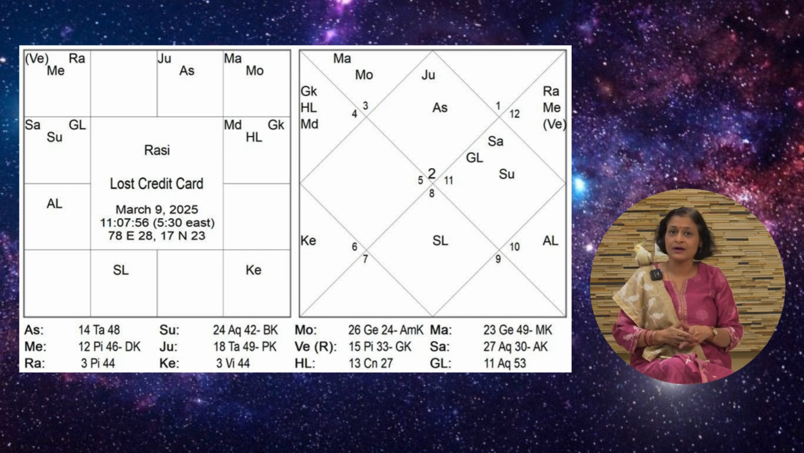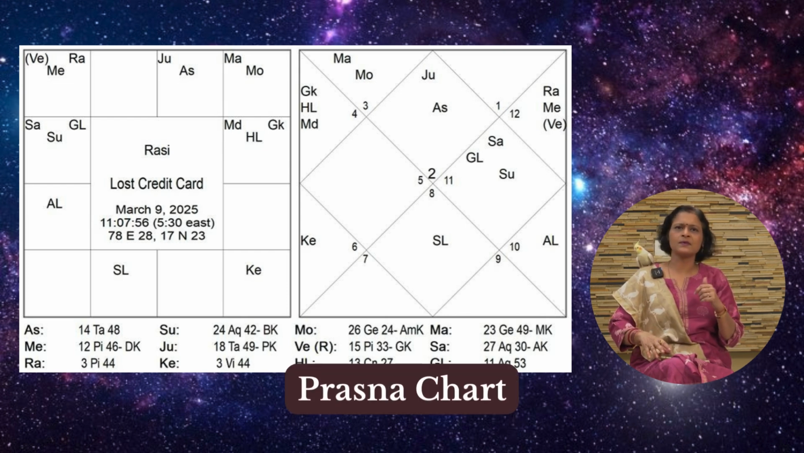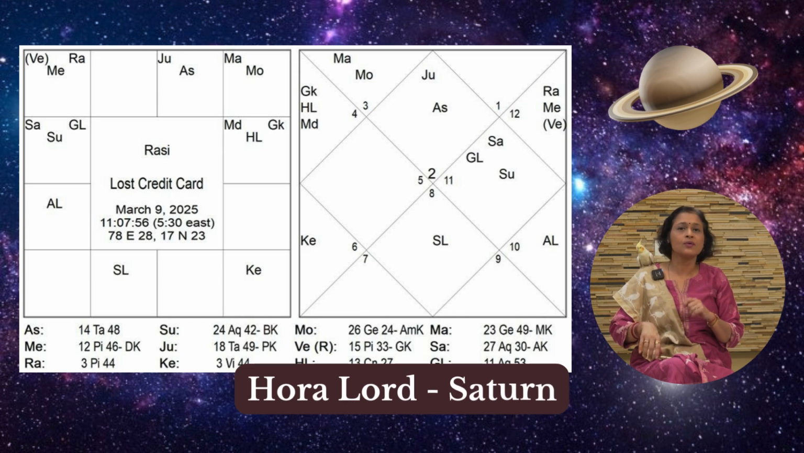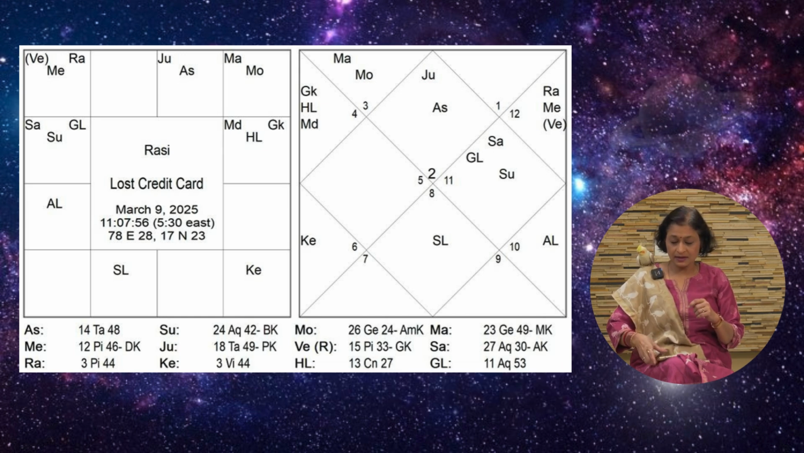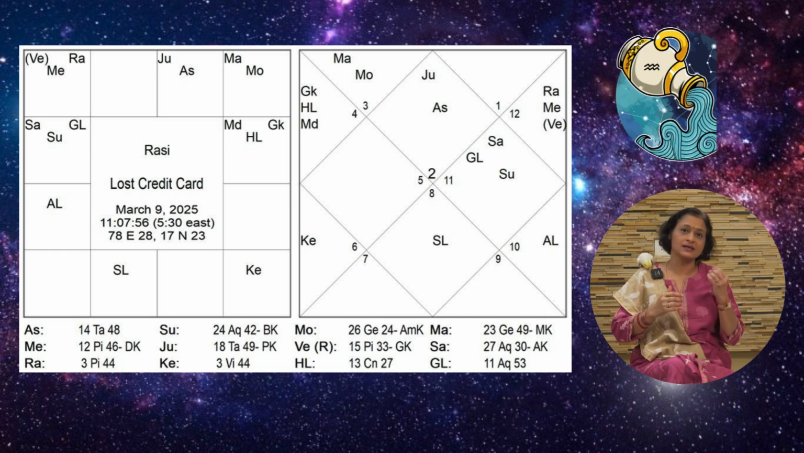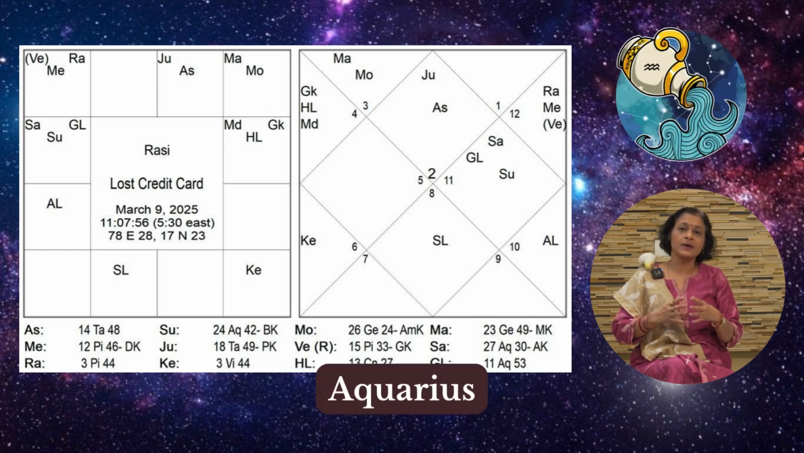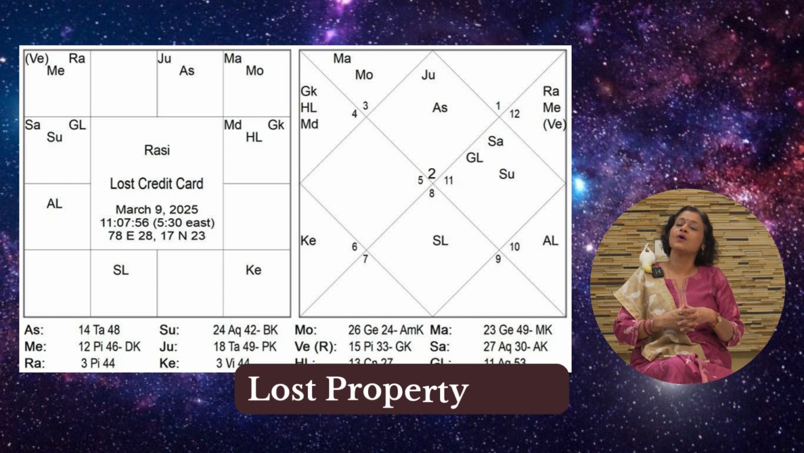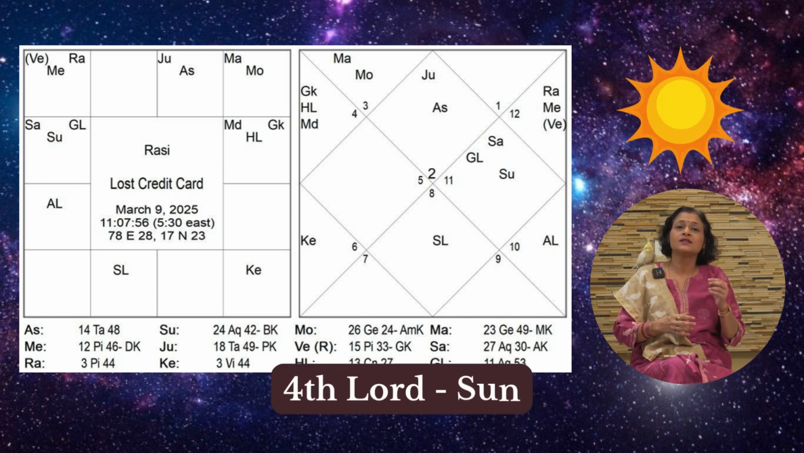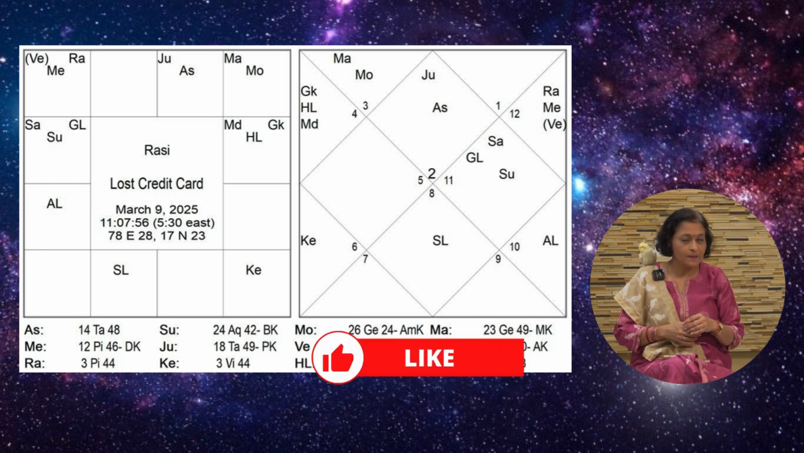and it so happened that when we drew up the Prashna chart, the planet of that hour, or the Hora Lord, was Saturn. The Saturn is here sitting in its own house in the sign of Aquarius, and it is sitting with the lost property Lord. Who is the lost property Lord? The fourth Lord, Sun, is the lost property Lord.